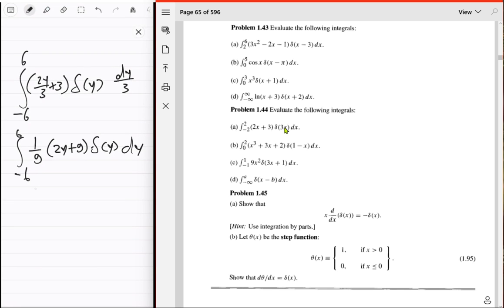So 0, right? F of 0, of course. This thing at y equal to 0 is just 1. So yeah, that's the value. This thing will just be 1.